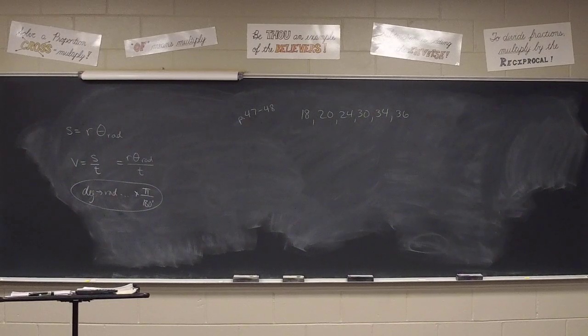I have a question. Yes, sir. Linear velocity is V equals S over T, right? Correct. Or R theta rad over T, depending on what you have. I got a weird number. It's okay. Weird numbers are allowed.